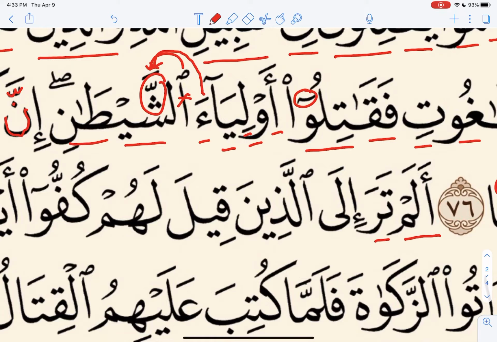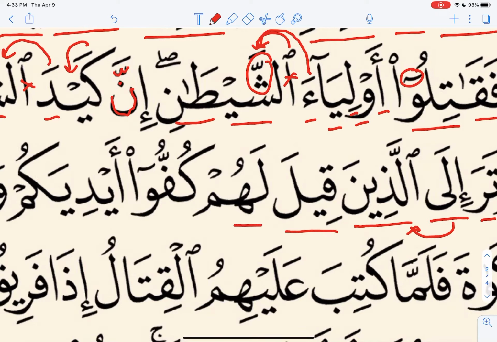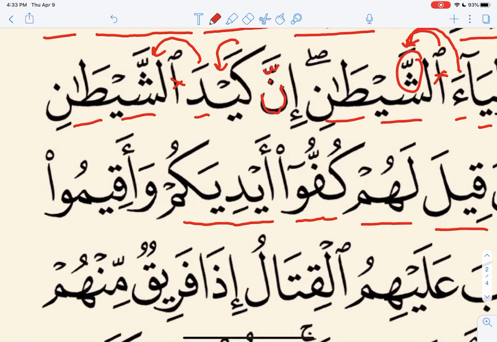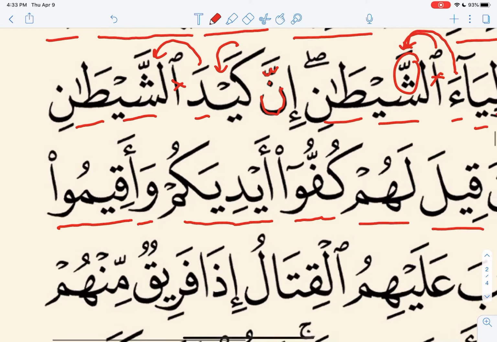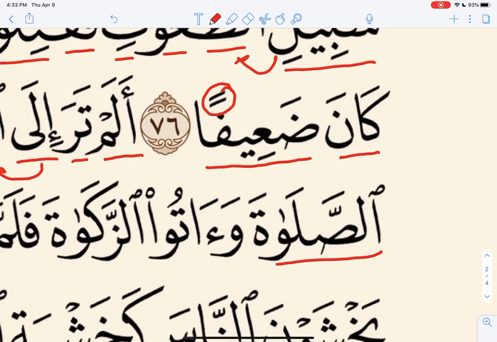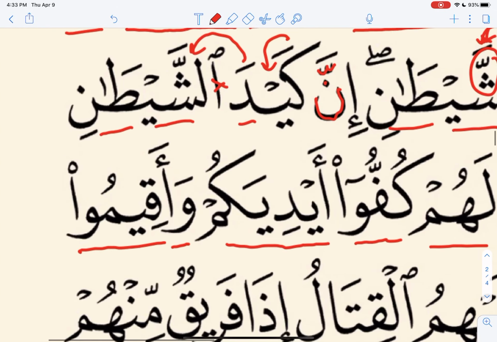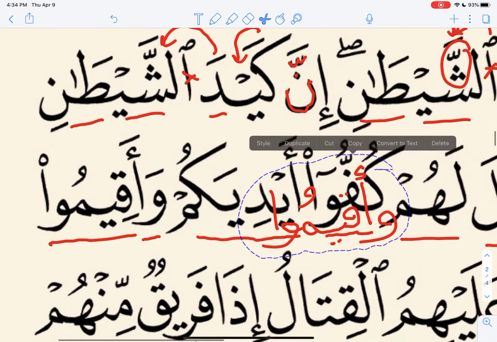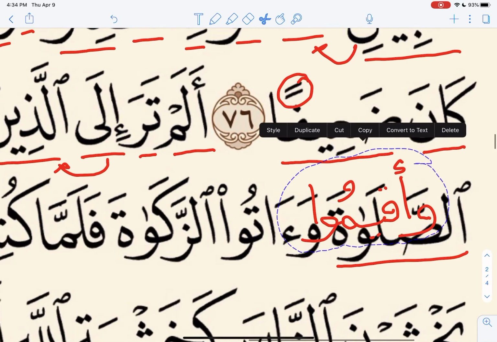ألم ترى إلى الذين قيل لهم كفوا أيديكم وأقيموا الصلاة. Let's copy this word here. وأقيموا. Okay, let's bring that all the way over there. So you can see them together.